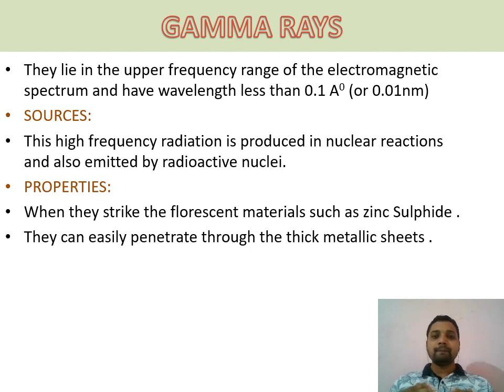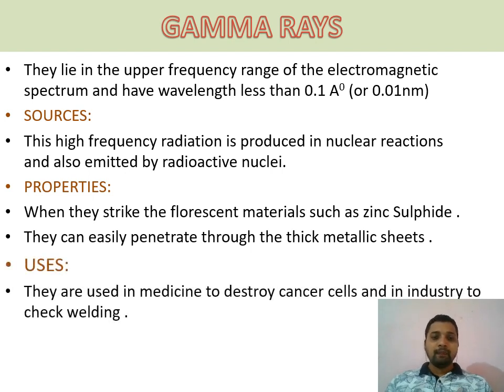Because gamma rays have very small wavelength, they have very high penetrating power, so they can easily penetrate thick metal sheets. For that reason, to protect people working in nuclear reactor centers, we use lead, because lead is the type of metal which can absorb the radiation.